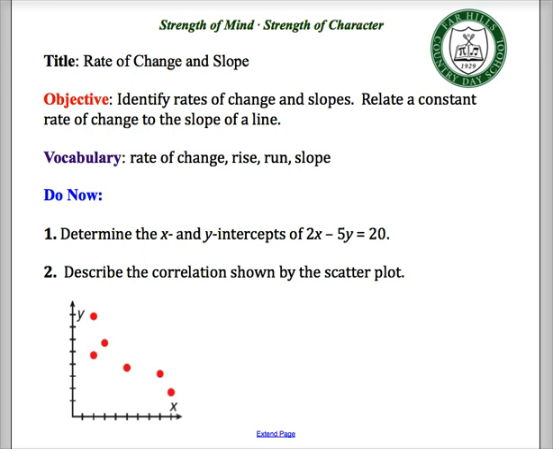So if you look down at the do now, you're going to determine the x and y intercepts of the following equation, 2x minus 5y equals 20. Notice that this equation is in standard form. Please also describe the correlation shown in the scatter plot. Don't forget that we always look at our graphs from left to right.